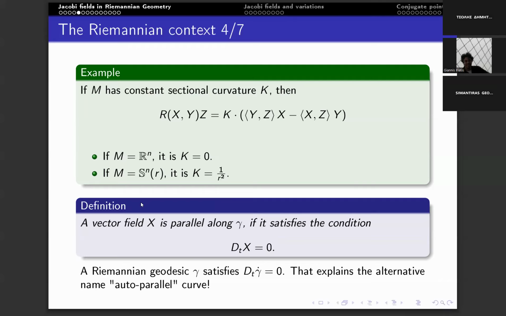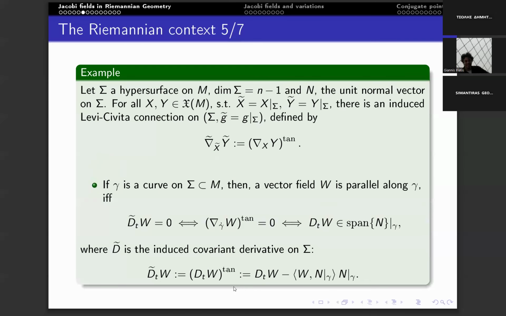We remind also the definition of a vector field which is parallel along a curve. It satisfies this condition here. Practically, the covariant derivative of X along gamma is 0. And by the definition of a Riemannian geodesic, because the covariant derivative of the velocity field is equal to 0, we can use the alternative name autoparallel curve for a Riemannian geodesic.